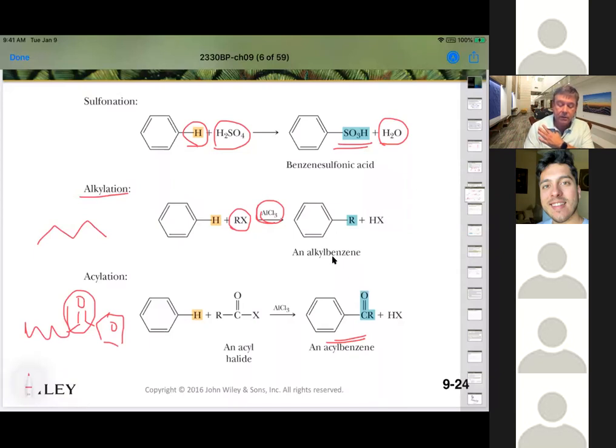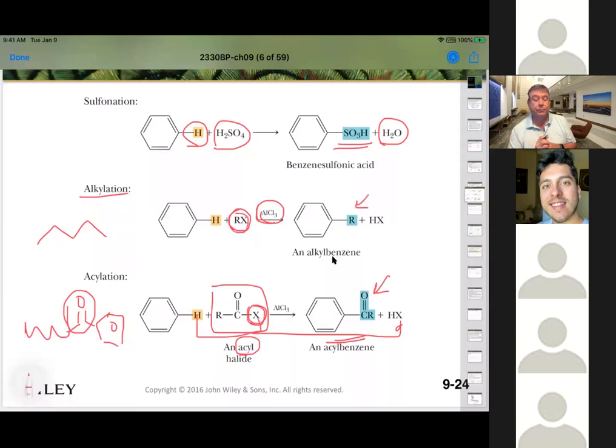Now notice we have to use a derivative of carboxylic acid to do it here. It has to be an alkyl halide, acyl halide. We'll talk about that in a little bit too. But the net result is we're gonna liberate an acid and have that alkyl group attach.